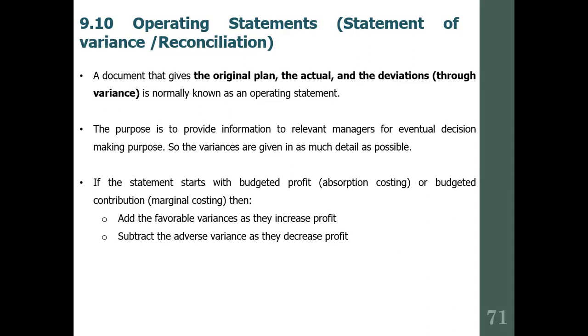the budgeted profit for a period and the actual profit for the period. And when we try to put all these variances, the sales variances or the revenue variances as well as the cost variances in a single sheet, so you can explain the difference between the budgeted profit for a period and the actual profit for the period.